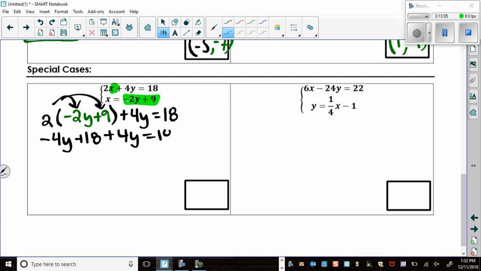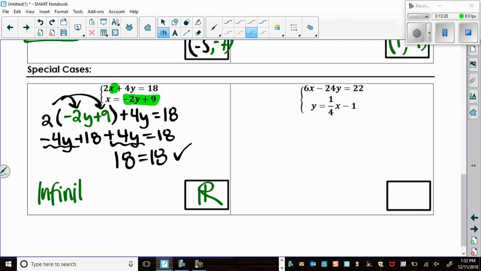I'm going to go ahead now and combine like terms. I have -4 and +4y. So when I put those together, those cancel out. So all I'm left with is 18 equals 18. This is a true statement. So my final answer is going to be all real numbers. This has infinitely many solutions.